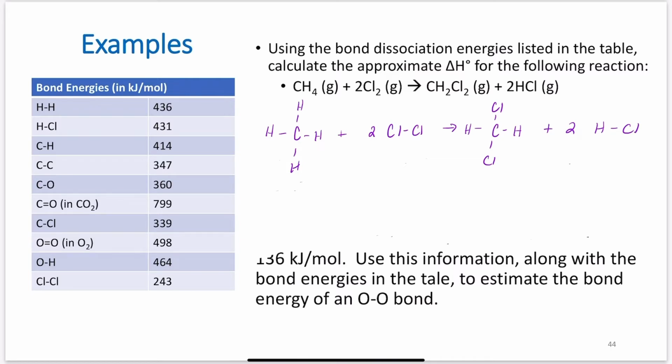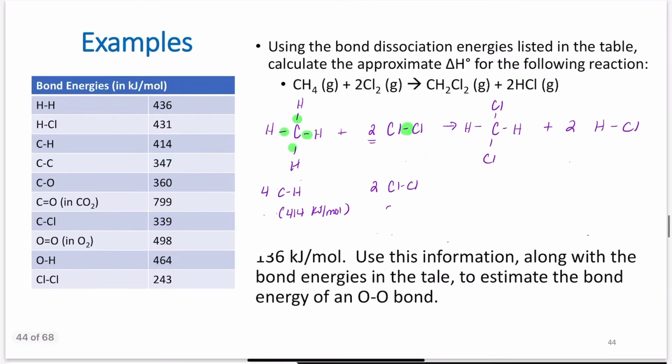I'm then going to think about what bonds are broken and what bonds are formed. Some students like to just look specifically and see which bonds are broken or formed. I like to break everything and then form everything, because then it's just easier. So I've got 1, 2, 3, 4 carbon-hydrogen bonds that need to be broken here, and that is 414 kilojoules per mole. Here, because I've got the 2 in front, 2 ClCl bonds that need to be broken, and a ClCl bond is 243 kilojoules per mole.